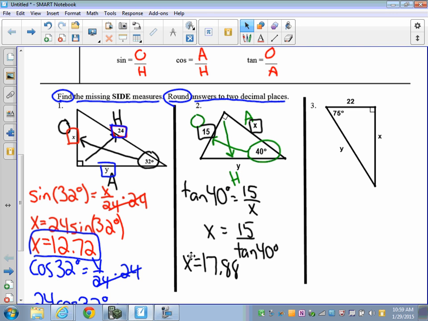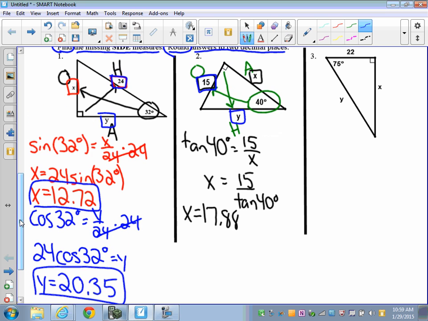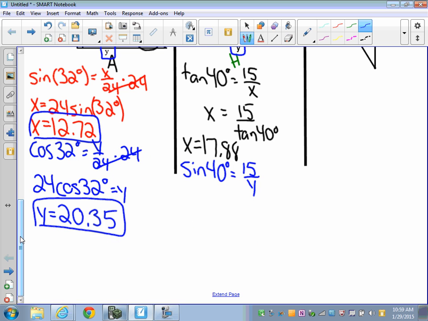If I want to solve for y, use blue. I'm also going to use 15, so that's opposite and hypotenuse. So that would be sine. So the sine of 40 degrees is equal to 15 over y. Again, I have y in the denominator, so my shortcut is just change places.